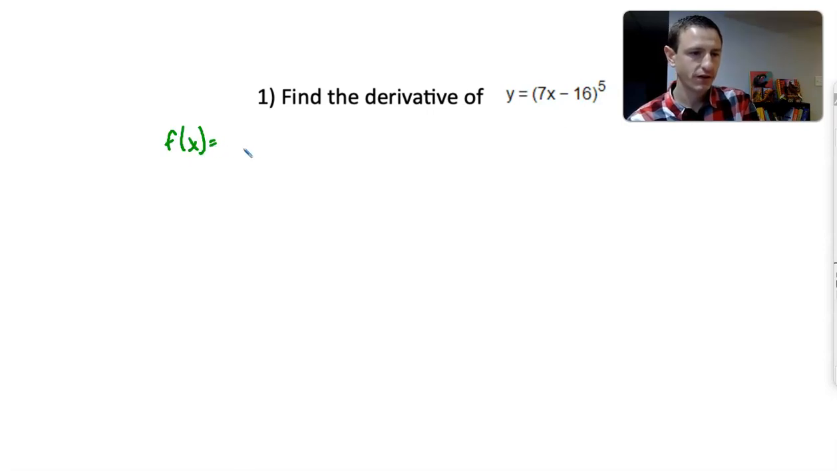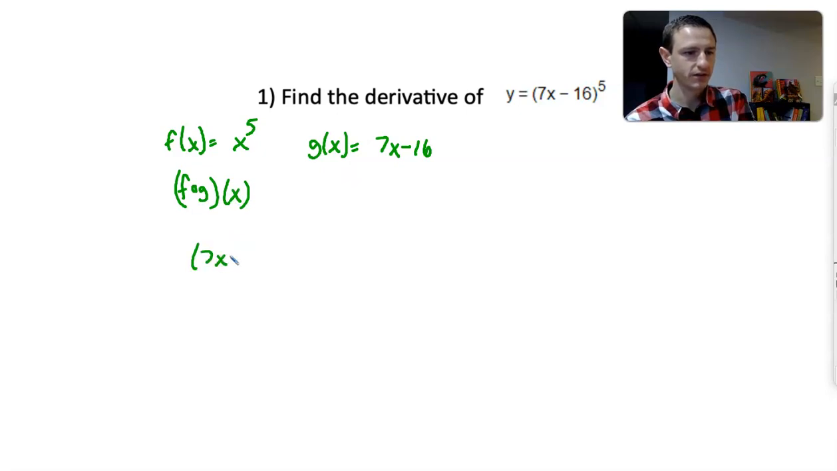So if we have f of x equal to x to the fifth, and g of x equals 7x minus 16, the composition of these functions would be putting g of x into f of x. We'd have (7x minus 16) raised to the fifth. So there it is. It's a composition of f of x and g of x.